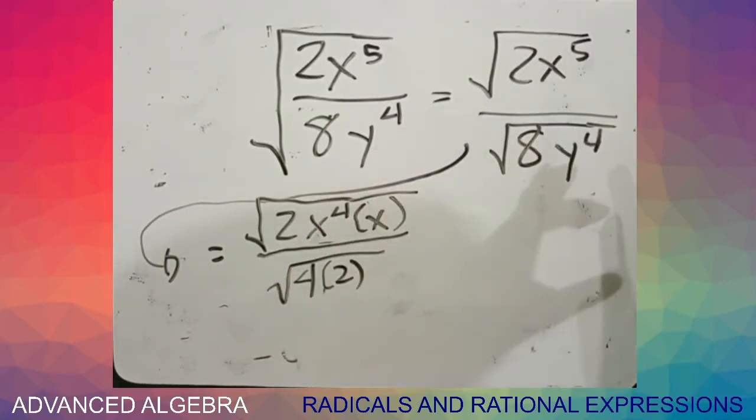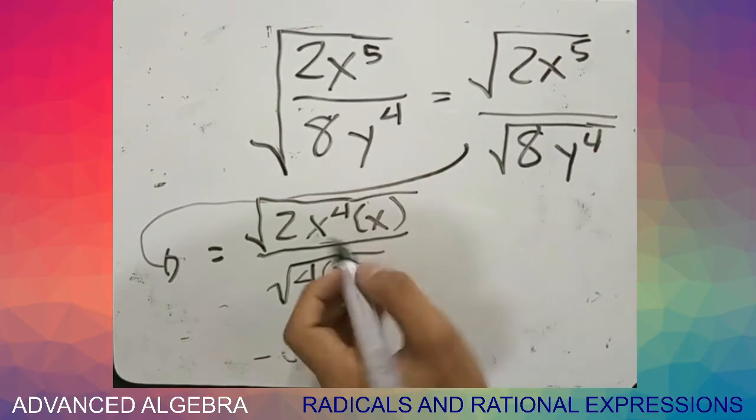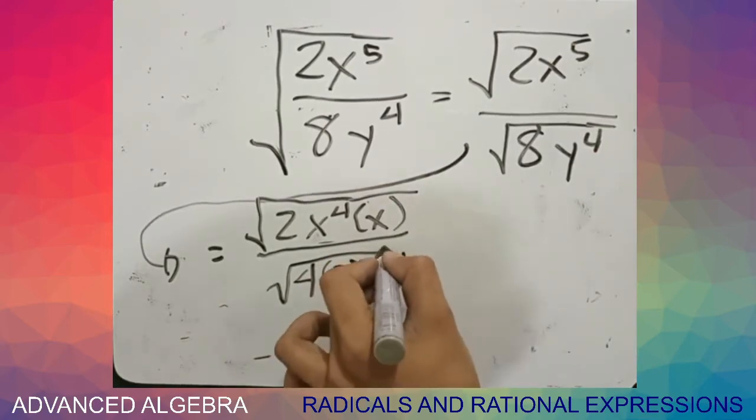Next, si y to the fourth power ba, perfect square siya? Or may perfect square root siya? Yes, kasi siya ay y squared times y squared. So, sulat natin y to the fourth power.